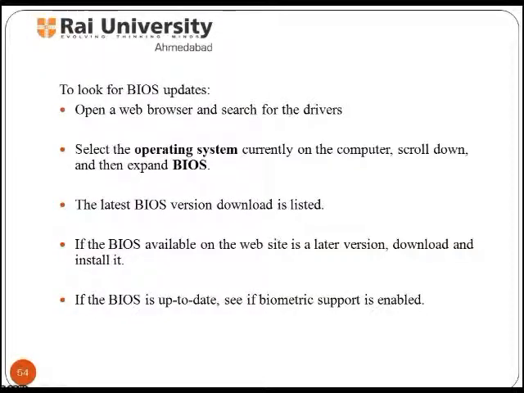To check your current BIOS version, first press the power button to start the computer. Then press the F2 key and select system information from the listing. The BIOS version is then displayed on your screen.